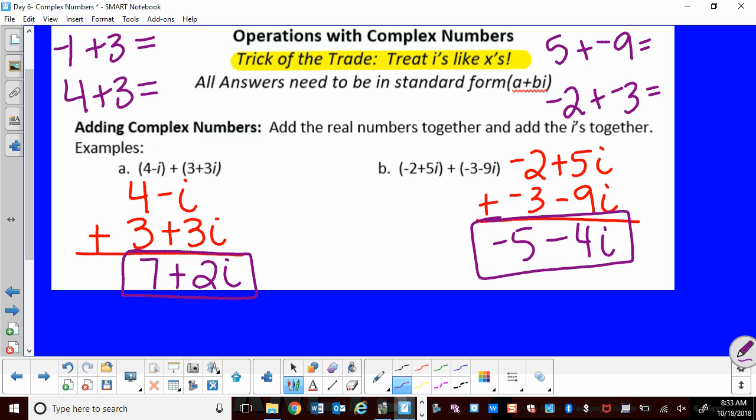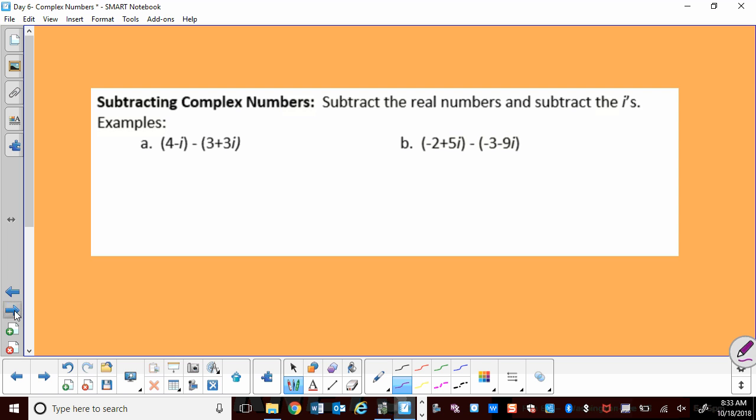I'm good on A and B. Alright, now we have subtracting. So when we subtract complex numbers, we do the same thing. I'm going to stack them up. 4 minus i minus 3 plus 3i.